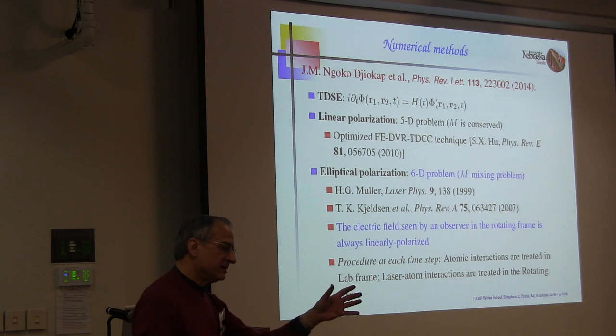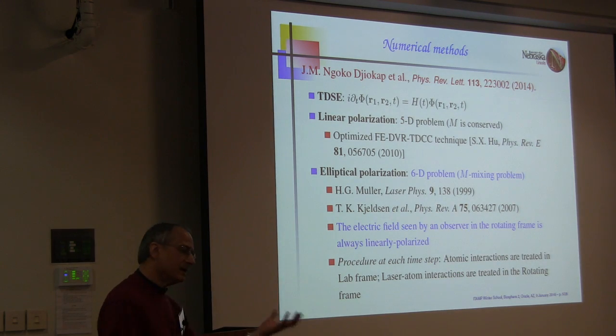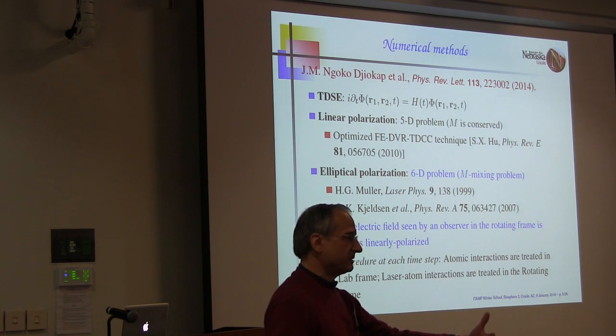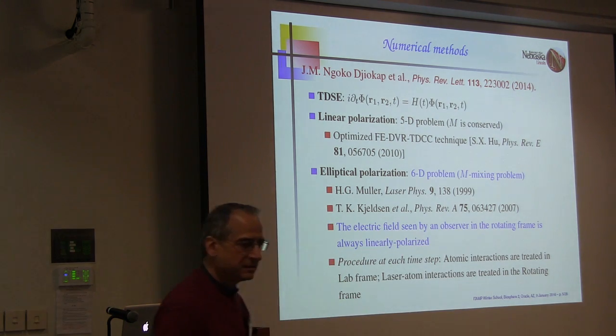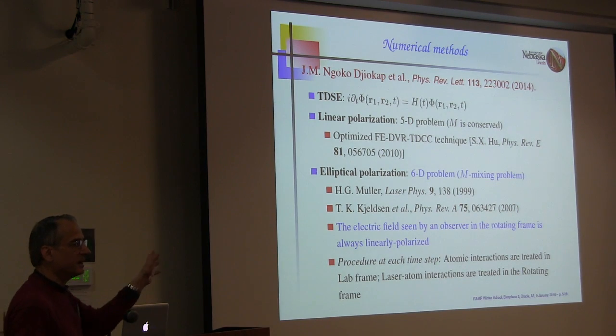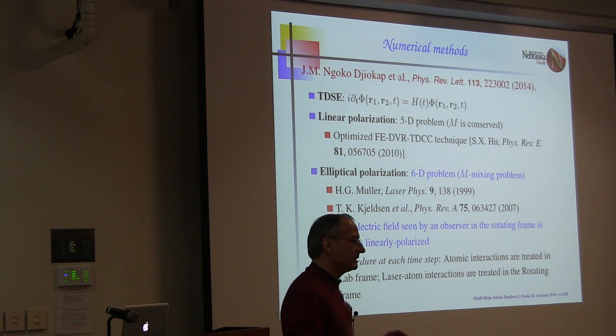Then there's a rotation to the rotating frame in which the laser atom interactions are treated. And then you rotate back to the lab frame, and then take the next step. And so this is how this is done. I'm going to be very brief on this. If you want more details, look at the supplementary materials of our publications.